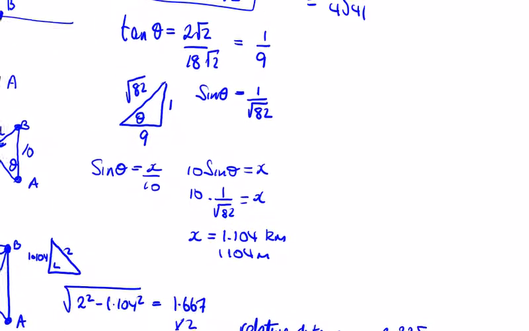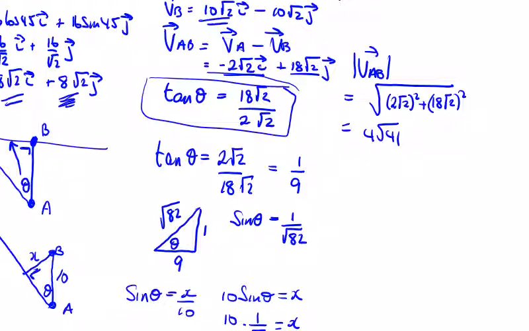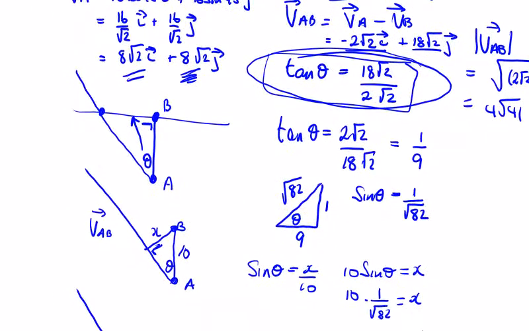So just be careful with where we can go wrong here with this tan of theta. Always draw the diagram for the velocity of one relative to the other. Something like this.